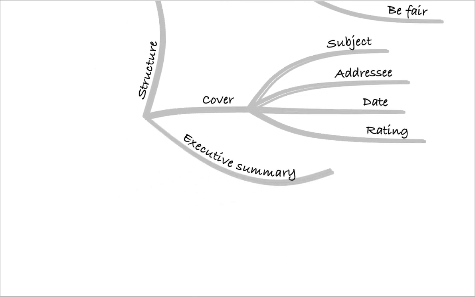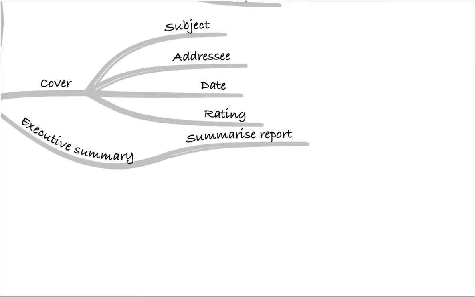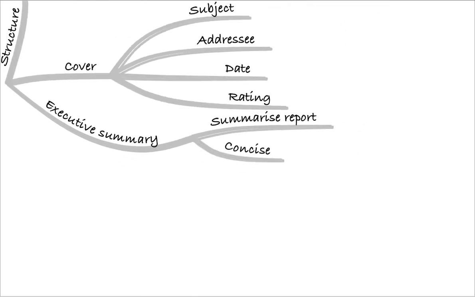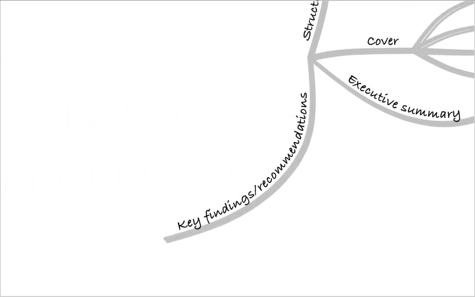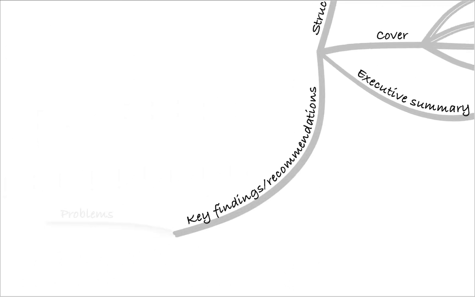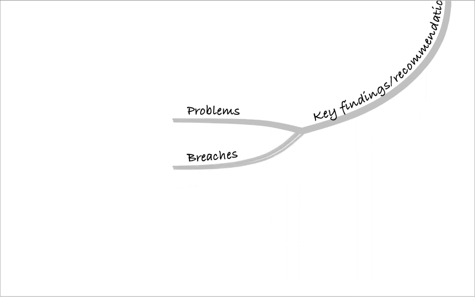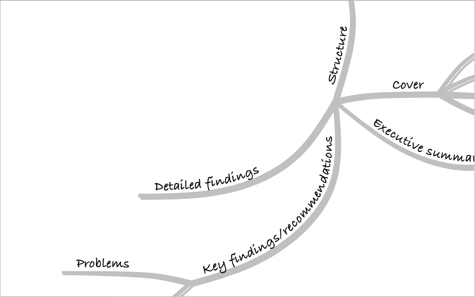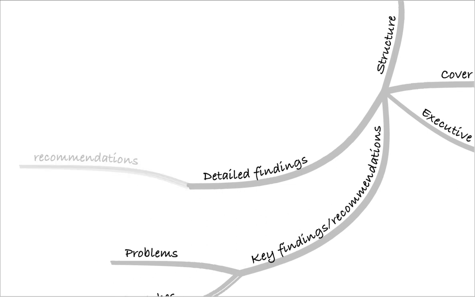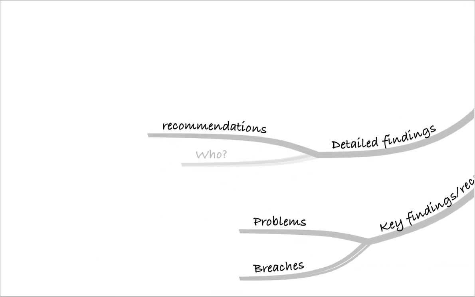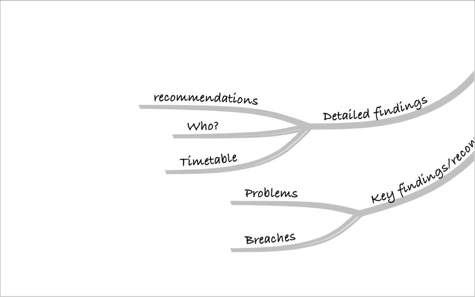Executive summary. Remember, executives don't have time to read the whole report. They need a summary there. So that'll summarize the report and will be concise. The key findings and recommendations will be outlined. So any problems that they've encountered or any breaches that there are within the business. Then the detailed findings will be put in there. That'll set out any recommendations, who will do those recommendations, and a timetable for implementing them.